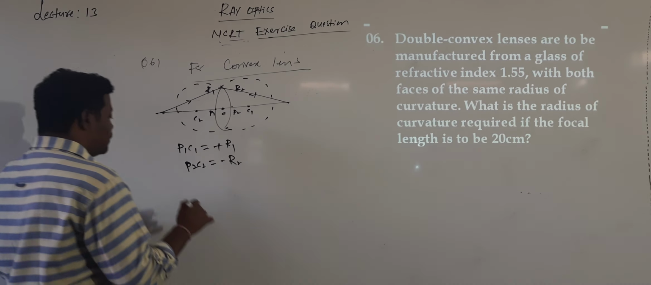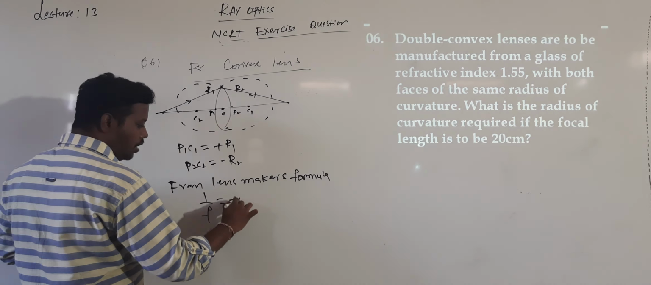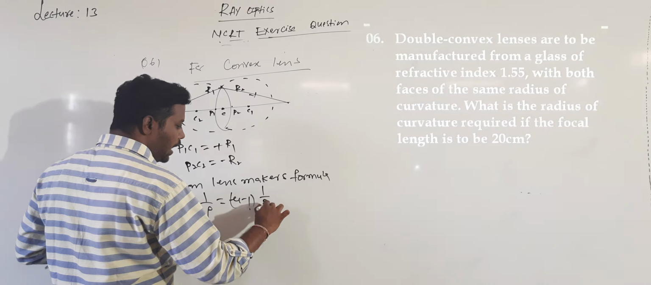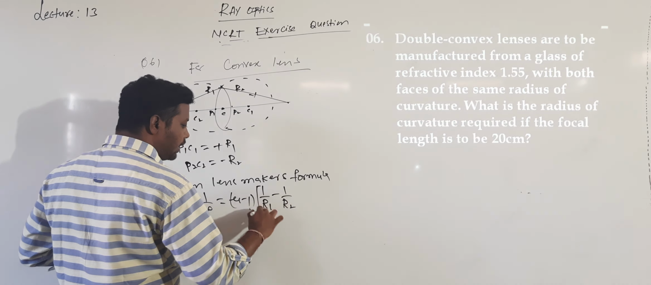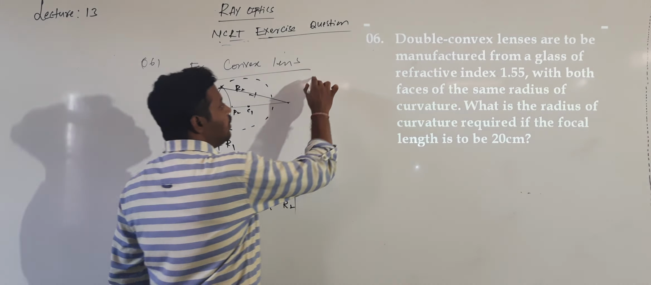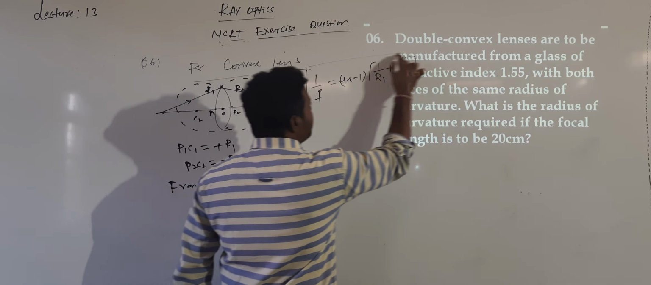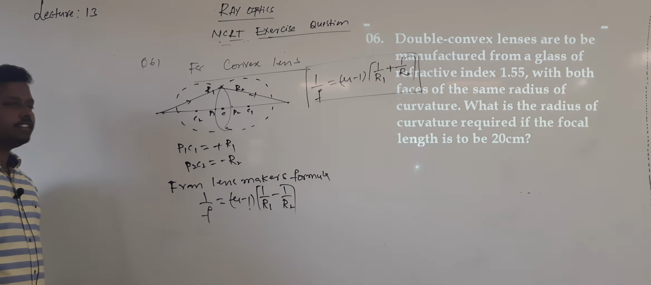Clear? So from the lens maker's formula, what is the lens maker's formula? It is given by 1 by F is equal to (mu minus 1) into (1 by R1 minus 1 by R2). Correct? When I apply the values of R1 and R2, what answer will I get? 1 by F is equal to (mu minus 1) into (plus 1 by R1 minus of minus 1 by R2). This is the lens maker's formula for the convex lens.